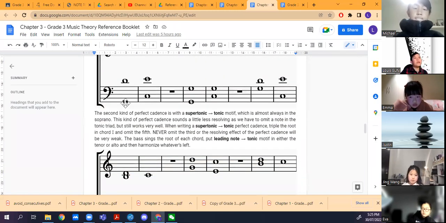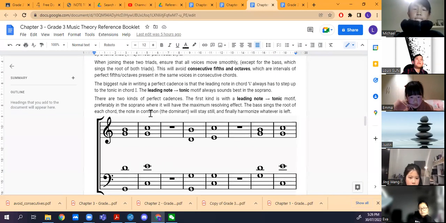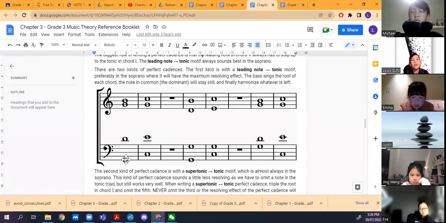The bass note will always sing the root, obviously. And what usually happens when you have a leading note to tonic motif in the soprano is that you have two voices stepping up, one of which is the leading note to tonic in the soprano, and another voice that stays the same. So, in 4-part vertical style, you double the root. The dominant triad in 4-part vertical style is G, B, D, G.